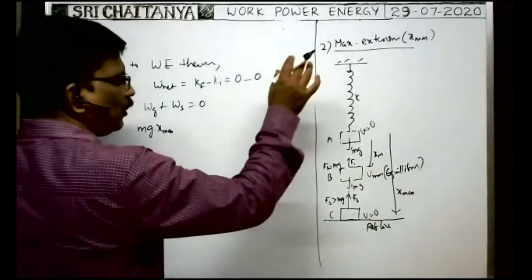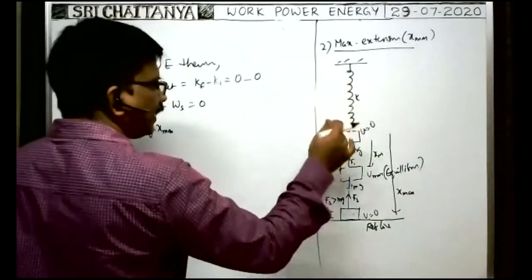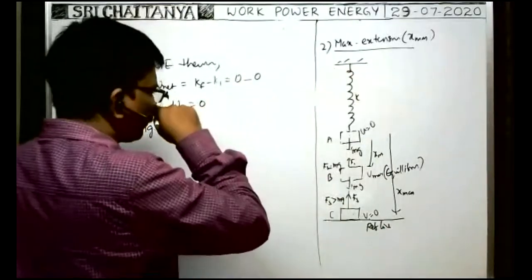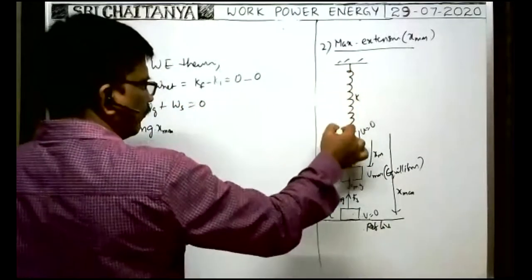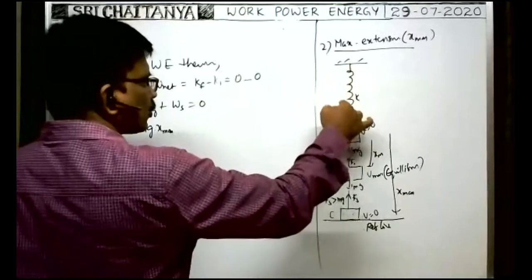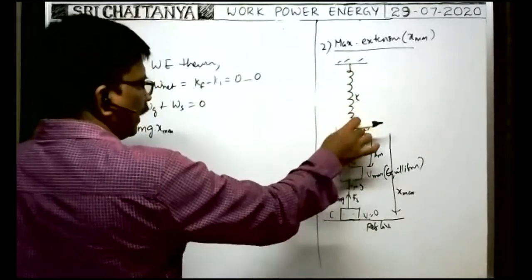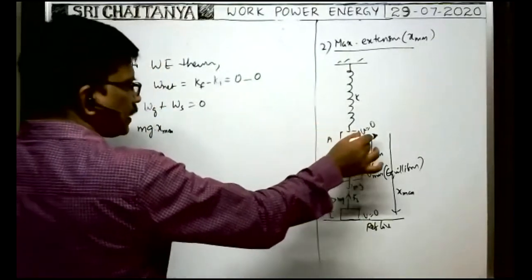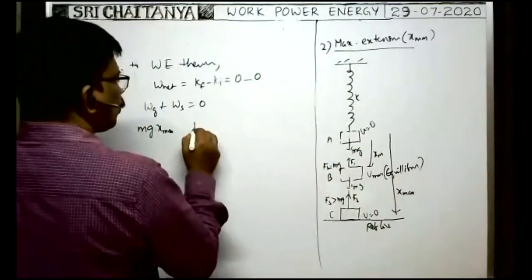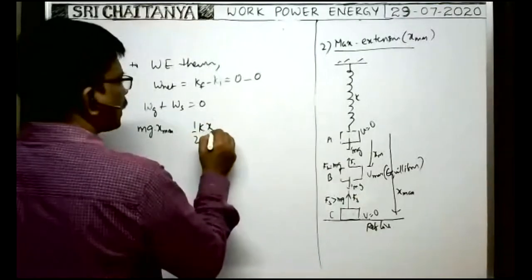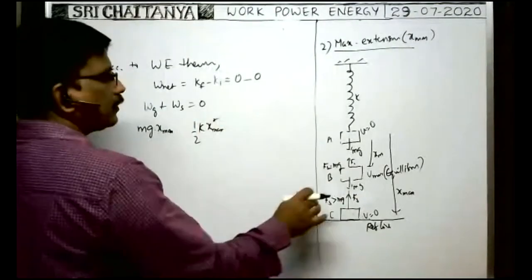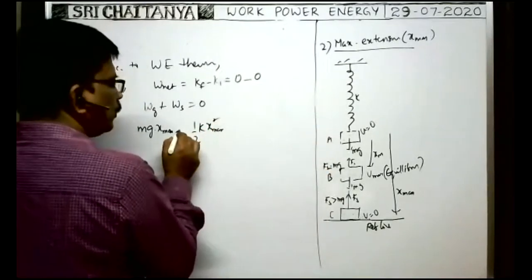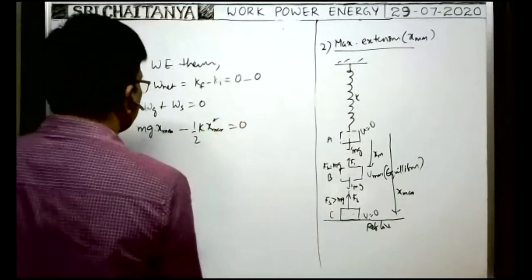So whatever the work done by the spring on any block is equal to change in the energy stored in the spring. Initially, when the block is at A, it is in natural length. That's why no energy is stored. Whenever the block comes down to C, then the extension of the spring is equal to x max. That's why potential energy stored in the spring is equal to half k into x max squared. But this is the work done by the spring, and work done by the spring in this case is negative, no? So minus. This is equal to 0.